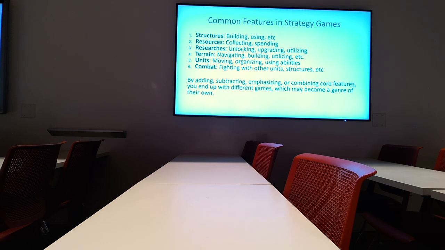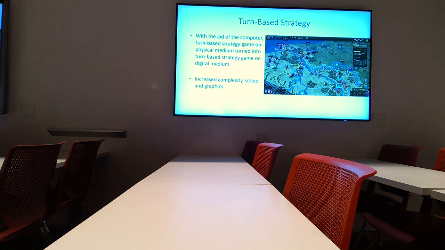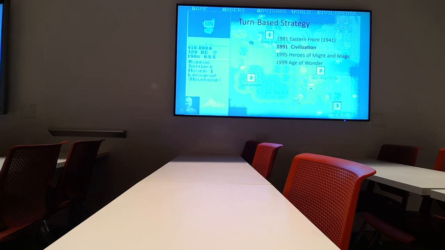These are some of the common features in strategy games, or maybe we can say SLG military games: structures, resources, research, terrain, units, and combat. By adding, subtracting, emphasizing, or combining the core features, you can end up with different games, which may become a genre of their own. Turn-based strategy includes some of the earliest and most popular games: chess, Go, xiangqi, board games, etc. With the aid of the computer, turn-based strategy on a physical medium turns into turn-based strategy games on a digital medium. With that come increased complexity, scope, and graphics, because now you don't have to do everything by hand. Here's one of the early ones, Utopia from 1981.